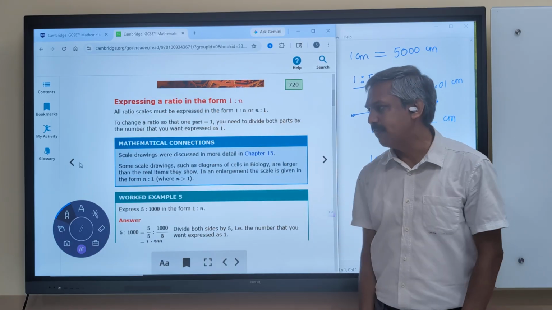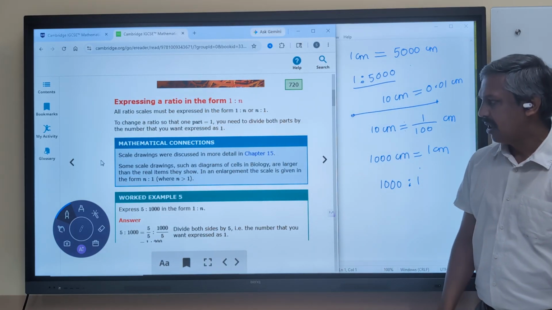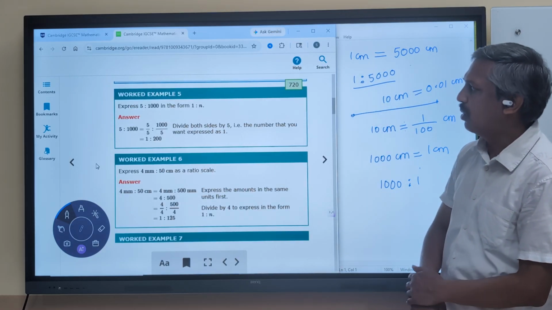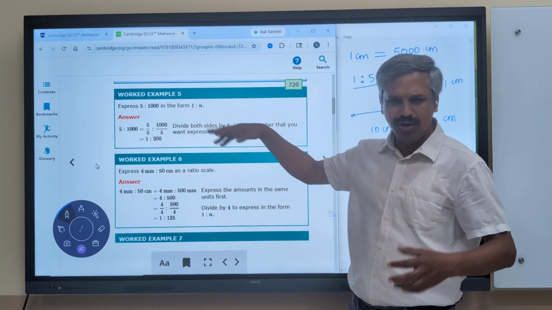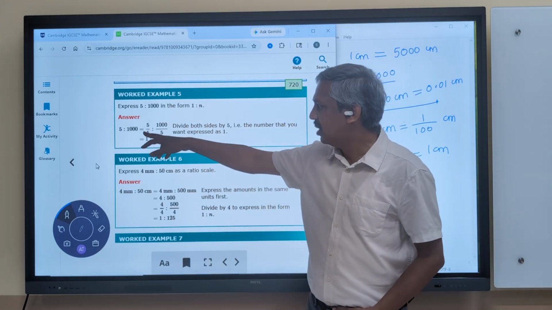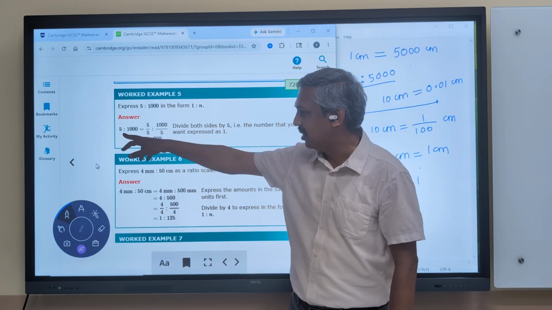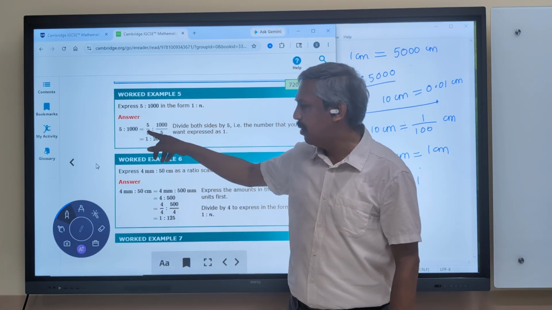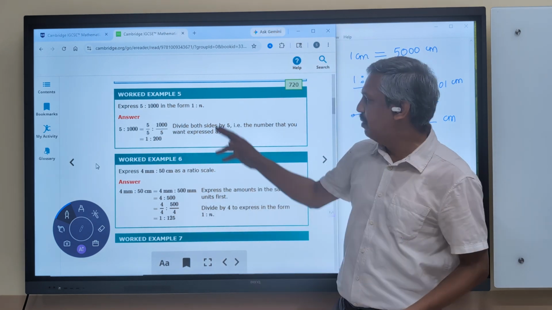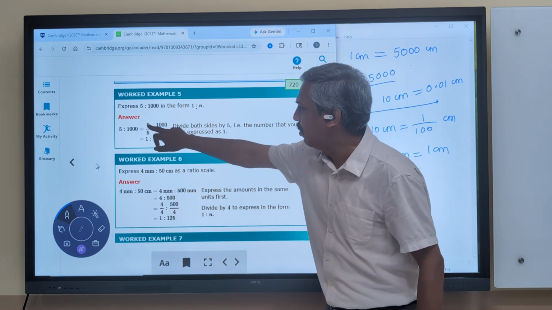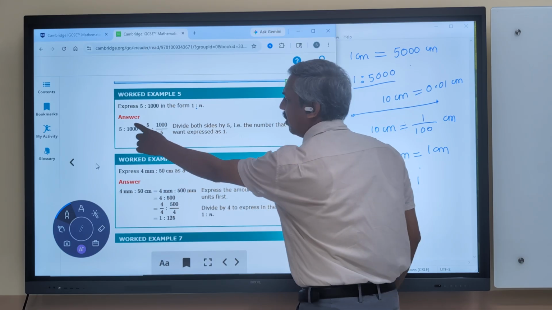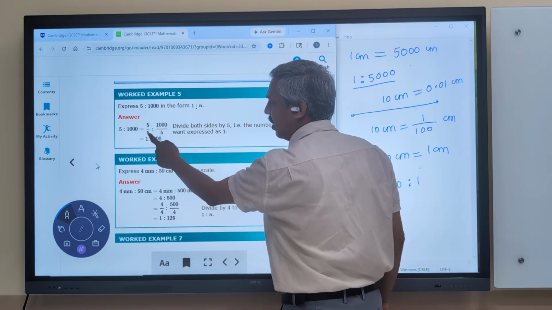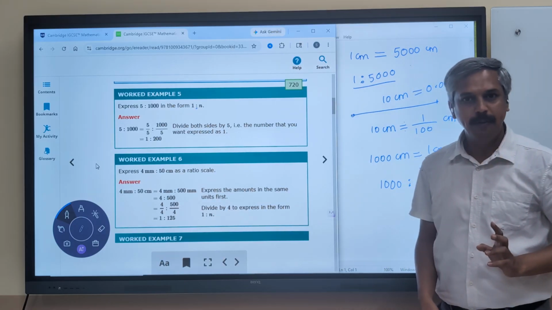Now let's see some problems. Let's see this worked example. Express 5 is to 1000 in the form of 1 is to n. This is so simple that it's almost shameful for us to solve this. 5 is to 1000, now we'll divide both of them by 5 because 5 is a common factor, and we want to convert this to 1. So anyway we have to divide by 5. So this 5 has to go and become 1. So divide by 5: 5 upon 5, 1000 upon 5. It is 1 is to 200.